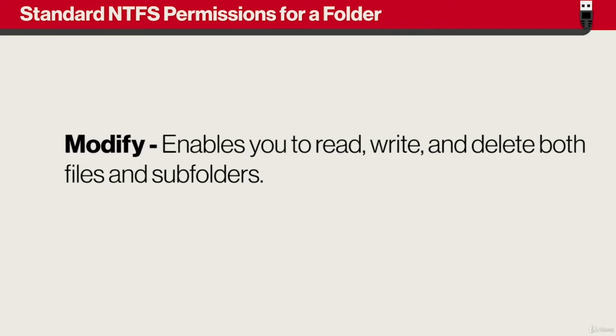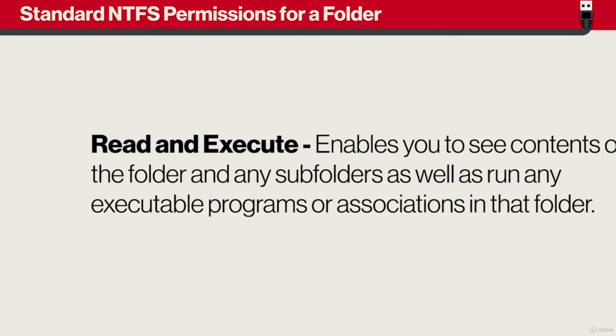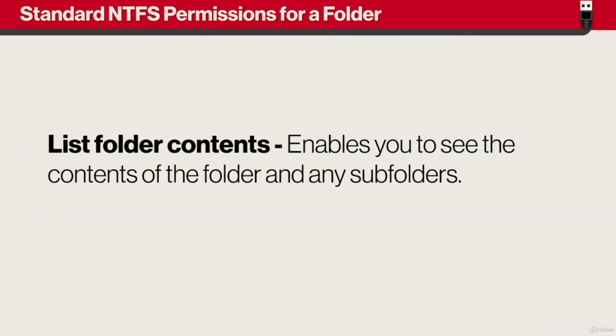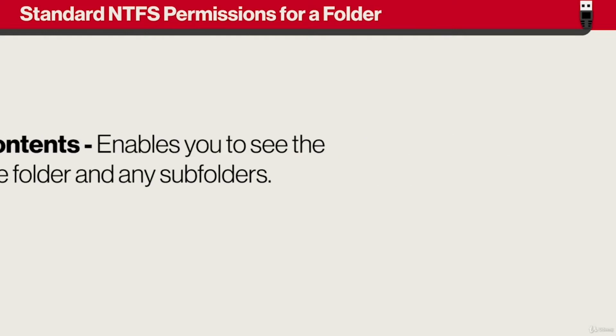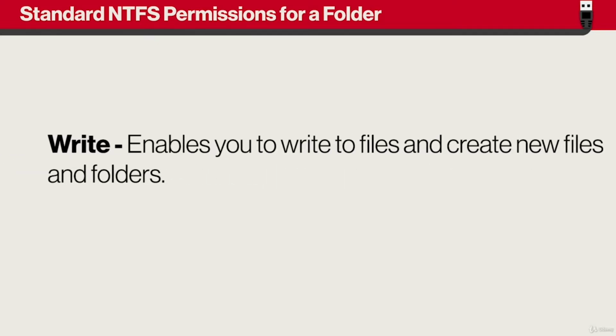Next is modify. That enables you to read, write, and delete both files and subfolders. Read and execute means you can see the contents of the folder and any subfolders, as well as run any executable programs or associations. They mean files like a Word document in that folder. Next is list folder contents. That means you can see what is in that folder or any of its subfolders. After that is read. That allows you to view the folder's contents and open any file in the folder. Last is write. That enables you to write files and create new files and folders.